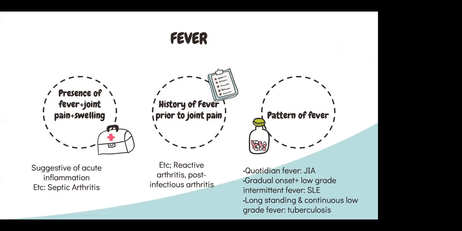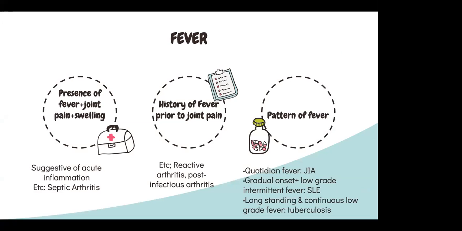Then determine if this joint pain is associated with fever. History of fever is really important as it can rule out many differential diagnoses. You have to know the characteristics of the fever. If there is a presence of fever with joint pain and swelling, it might indicate acute inflammation such as septic arthritis. You have to know also the time course of the fever.